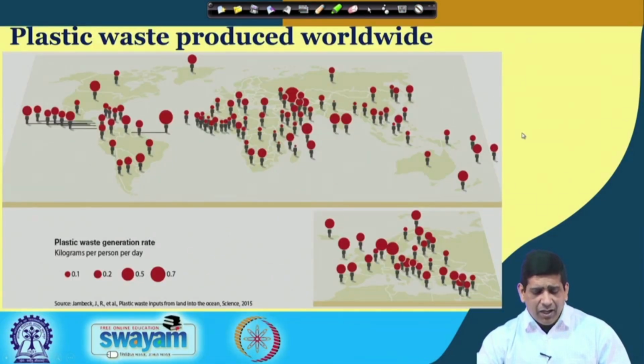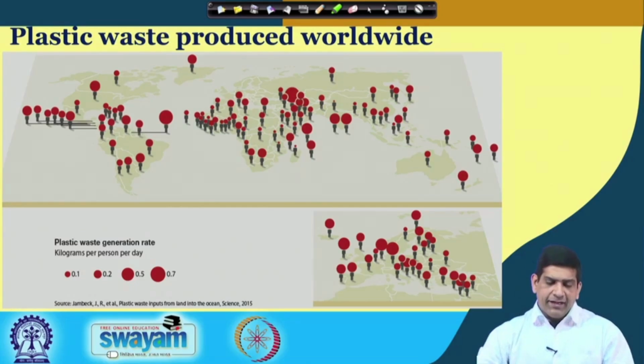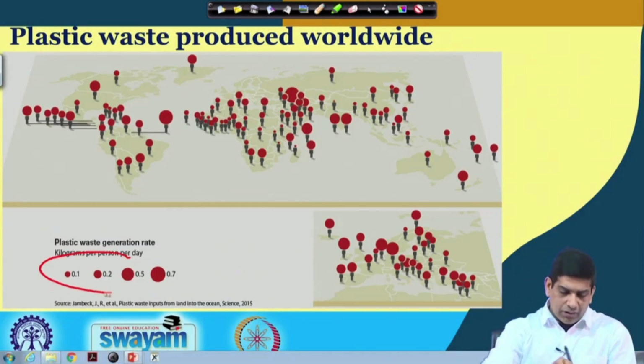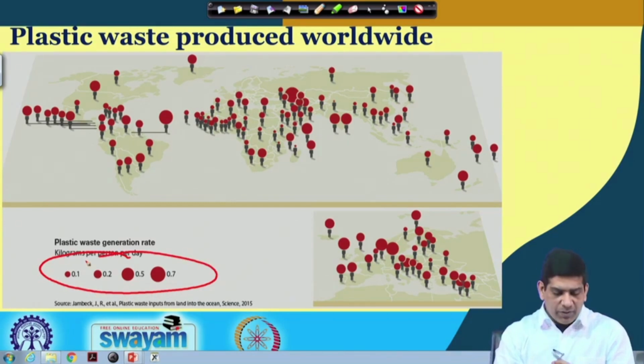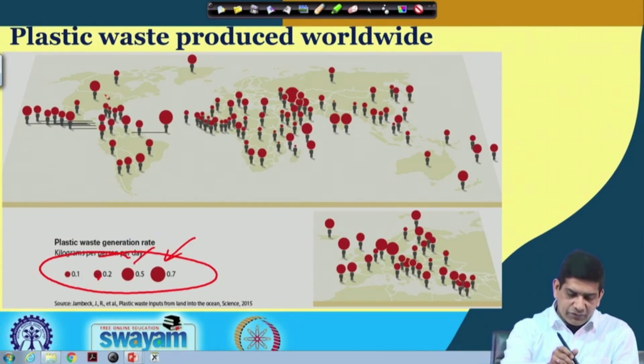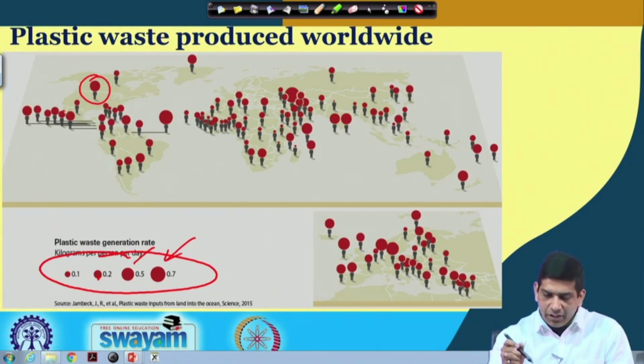Now, this talks about plastic waste generation rate, in kilogram per person per day globally, and this is an interesting plot. As you can see over here, the smaller bubble is 0.1 kg per person per day, then we have this as 0.2, this is 0.5 and this is 0.7. Some countries you will see are pretty high, and here North America is close to between 0.5 and 0.7, which is the highest over there. Then some of these European countries are pretty high as well.